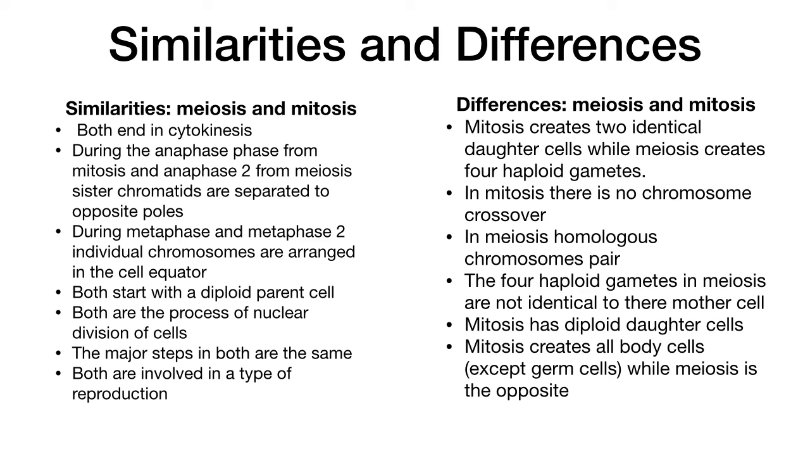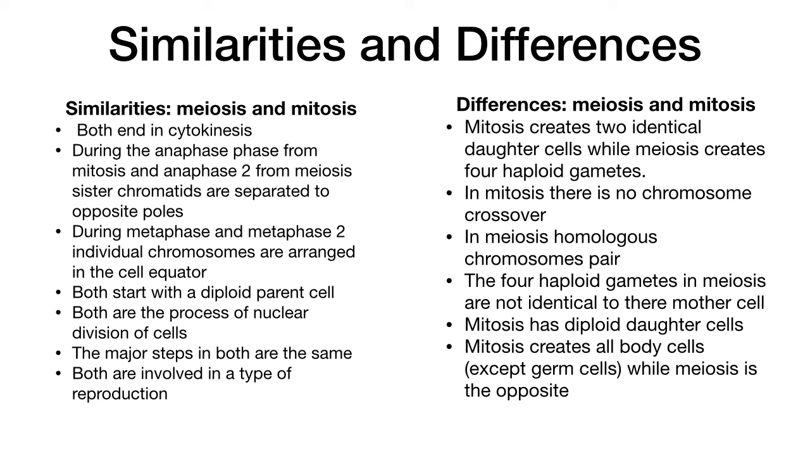The differences between meiosis and mitosis. Mitosis creates 2 identical daughter cells, while meiosis creates 4 haploid gametes. In mitosis, there is no chromosome crossover. The 4 haploid gametes in meiosis are not identical to their mother cells.